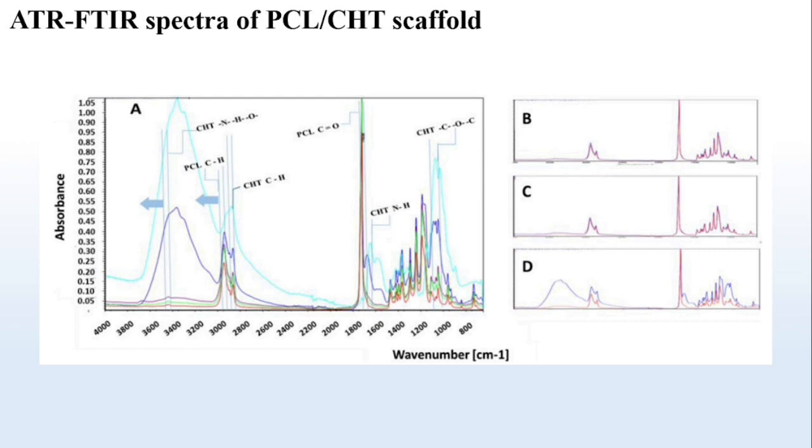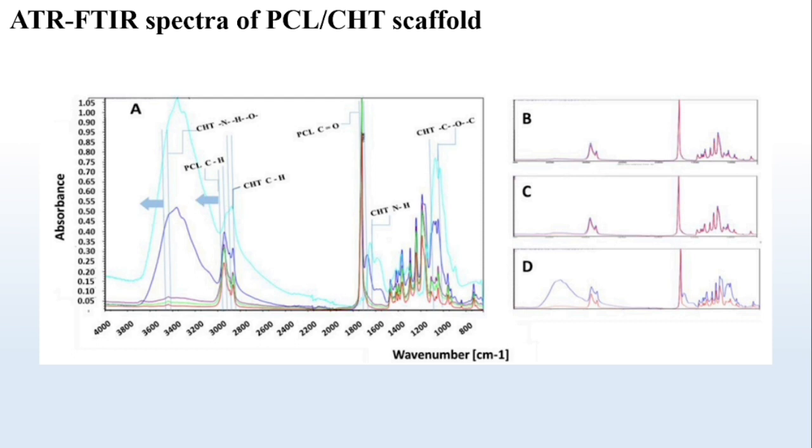In the PCL and chitosan blends, as the chitosan proportion decreases, the bonding between nitrogen and hydrogen and between oxygen and hydrogen stretching vibration will shift to a higher wave number. That indicates the interaction between the two polymers, which is a very strong bonding. The characteristic peaks shift with changing composition, suggesting secondary interaction between the functional groups of the polymers and no phase separation occurs.